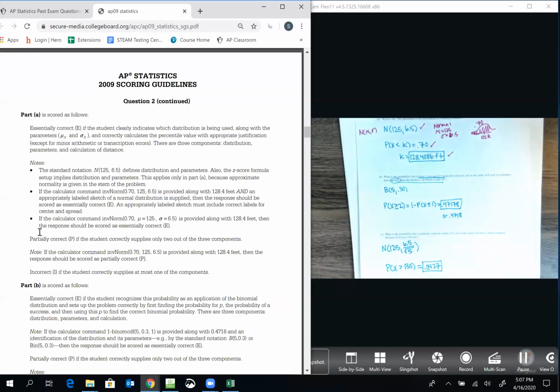Part B: What is the probability that at least 2 out of the 5 randomly selected cars in the study will stop at a distance that is greater than the distance calculated in part A?